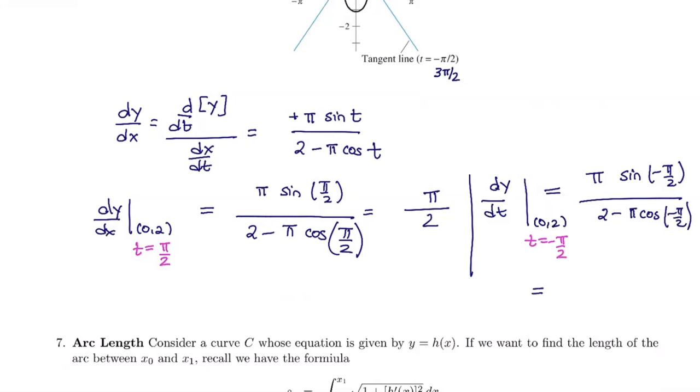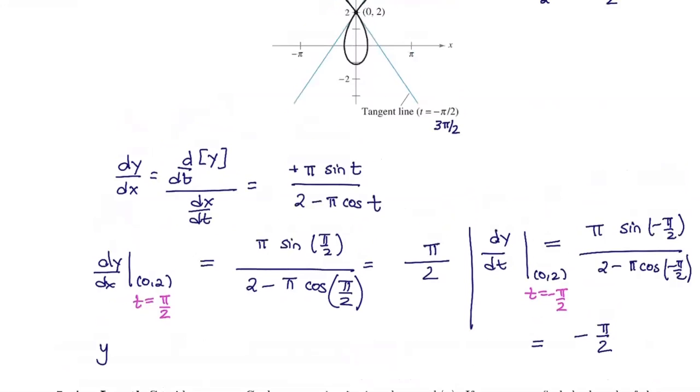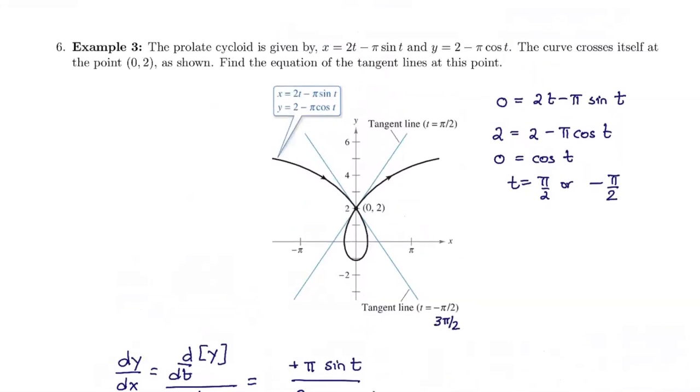But the sine of negative pi over 2, or of 3 pi over 2, is going to be negative 1. And so we end up with negative pi over 2 as that particular slope. So our tangent lines will come to us in the form of, and for those of you who are not familiar with me, I use point slope form for my lines. I don't use y equals mx plus b. You can recover the y equals mx plus b by simplifying and solving for y.